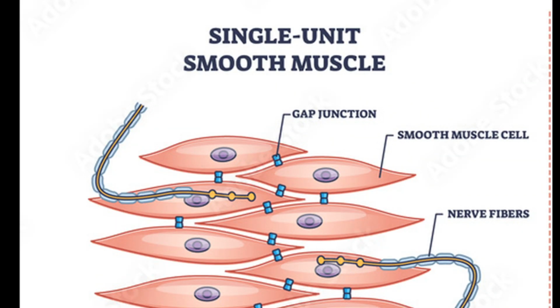Section 5. Unitary smooth muscle. Working in harmony. Unitary smooth muscle functions as a cohesive team. Cells are interconnected by gap junctions for rapid communication. This results in wave-like contractions across the muscle sheet. Coordinated contractions, known as peristalsis, propel substances.